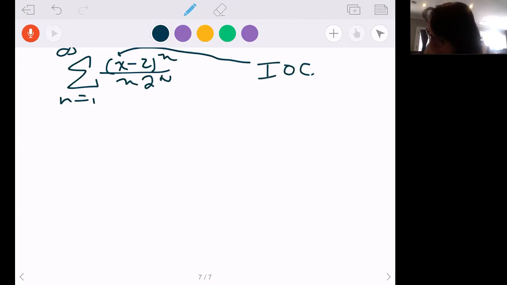So remember what we do, we run that ratio test. The limit as n approaches infinity of the absolute value. See, it's a good review. I think you're going to have to run the ratio test. So I think it's a good review of that. We go to the n plus 1th term.